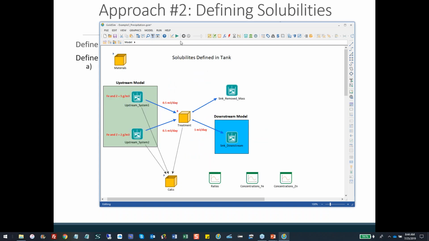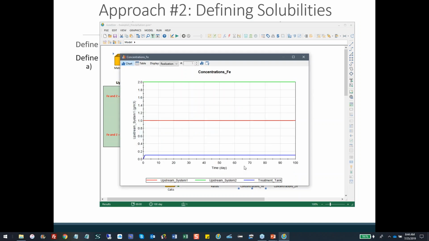So when I run this model, we're going to get something that looks like this. All right, let's first look at the concentrations of iron and zinc. Okay, this is the concentrations of iron and zinc coming in and leaving, right? So that's what's coming in. It's leaving at the solubility limit, right? Remember, the solubility limit for iron was, we specified 0.1, right?